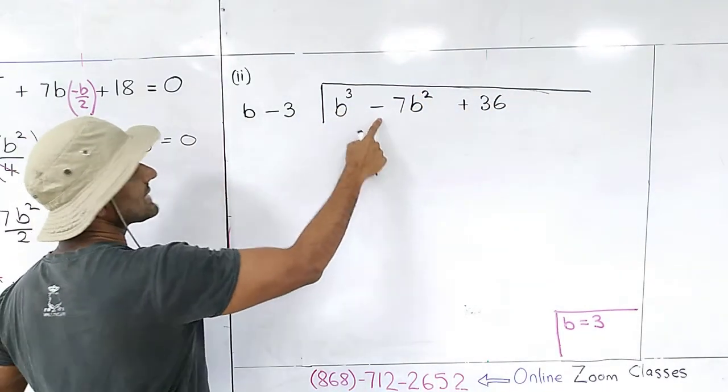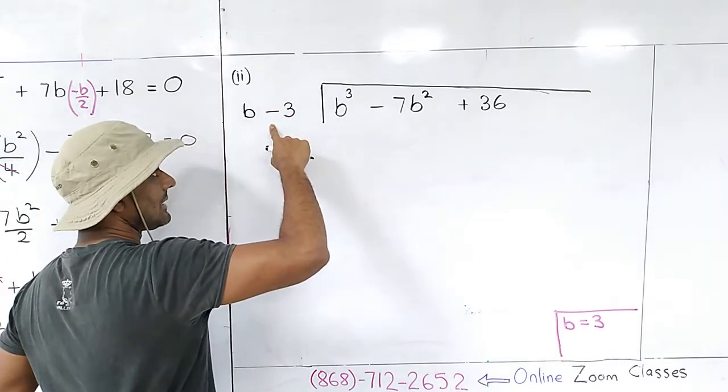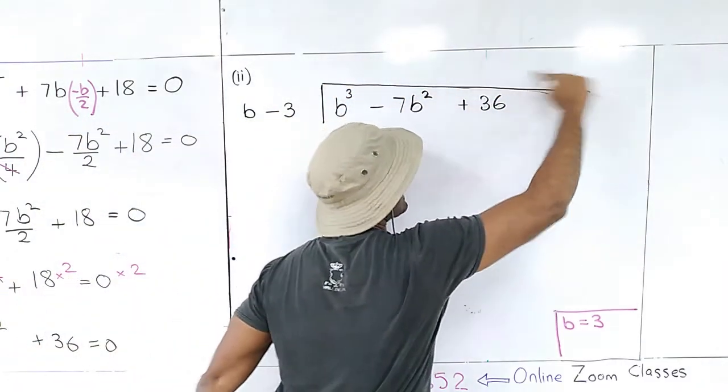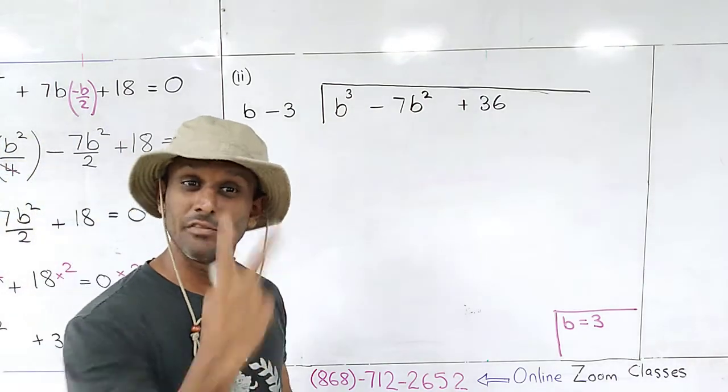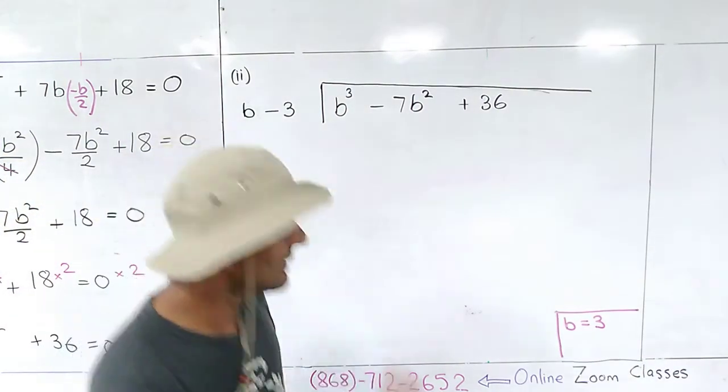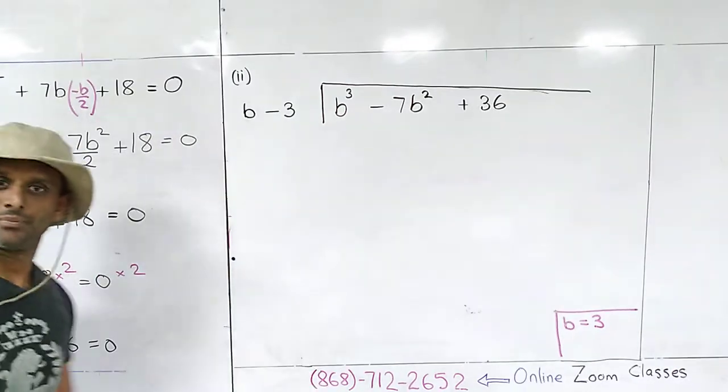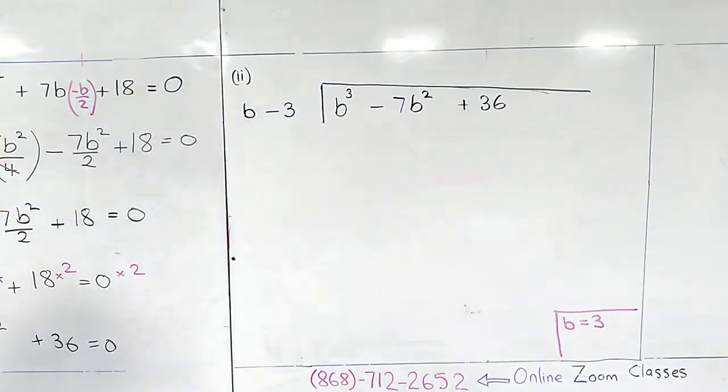You have to take this and divide it by this, and you will get a quadratic on top. Then your job is to solve the quadratic, giving you 2 more answers for b, and you add them to the list. Seems simple enough? Let's get started.